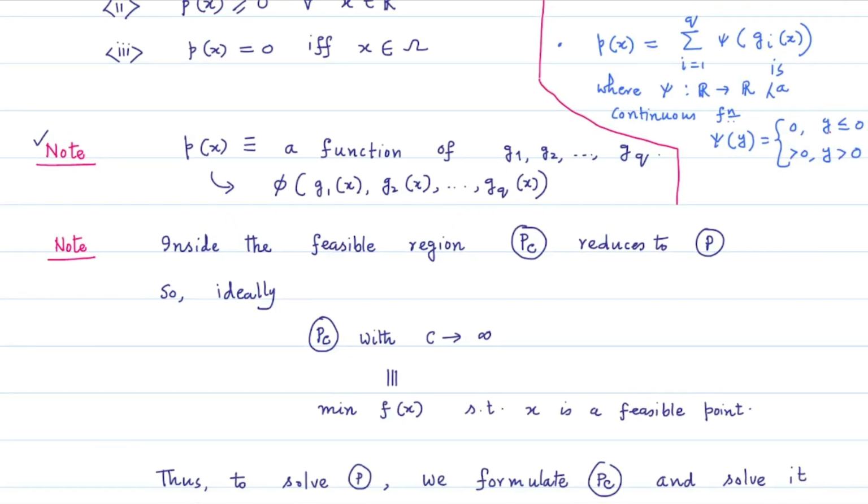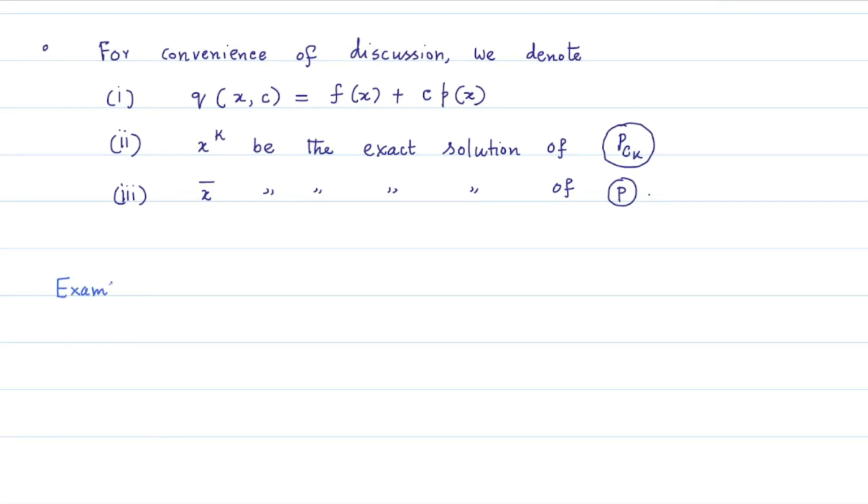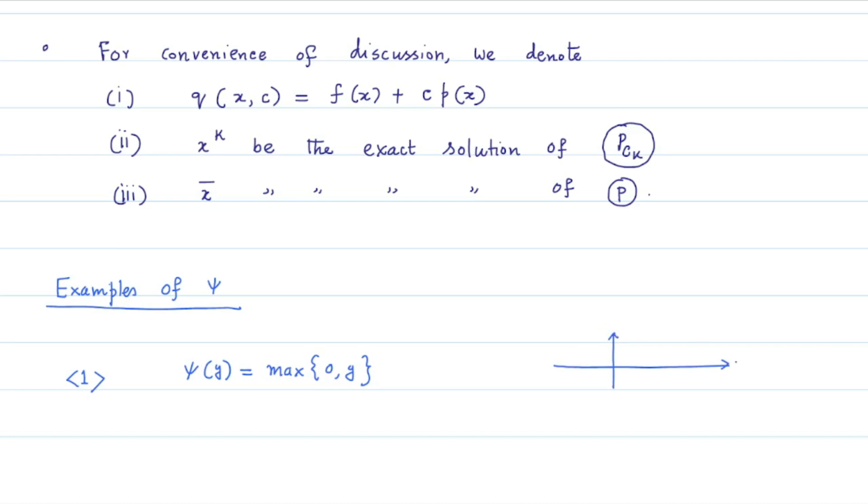You notice that you need to have psi equal to 0 on the left of 0. For y less than equal to 0 it is 0, and for y greater than 0 it is positive. So a few expressions could be: psi y equal to, let's suppose, maximum of 0 and y, which is given by the graph where, on the left of 0, the value of psi is equal to 0, and after y equal to 0, we have a linear expression. So for y less than 0 the value of psi y is 0, and for y greater than 0 the value of psi is positive.